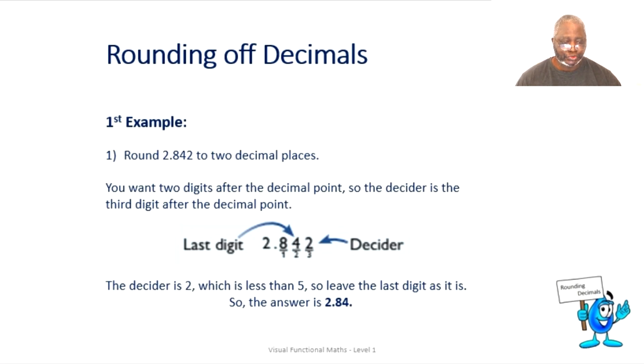Round 2.842 to 2 decimal places. You want the 2 digits after the decimal place, which is 8 and 4. But then you need to look at the decider as well, which is 2, the third digit. 2 is less than 5, so for the rounding off you just leave it at 2.84, because the decider is 2, which is less than 4.